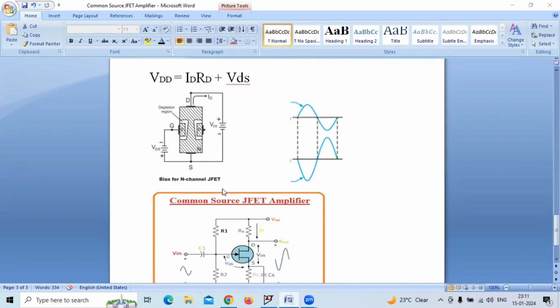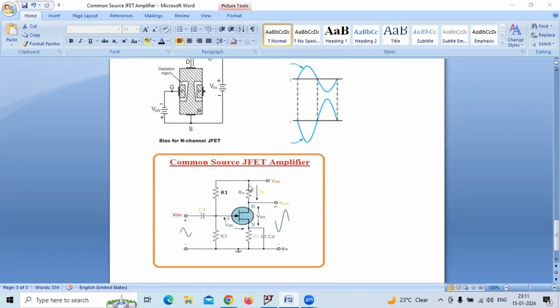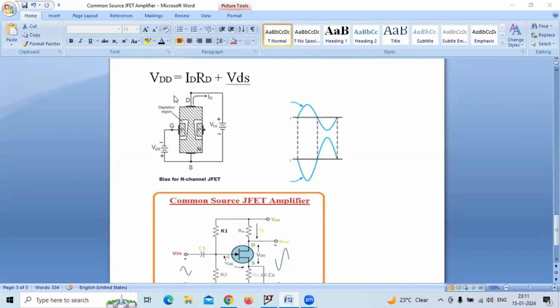So when the current flow is more, here is where ID flows, ID through RD. When ID is more, we see in this equation that VDD is normally constant, which is shown here. When ID increases, this term increases. As VDD is constant, VDS reduces. So an increase in drain current will reduce the drain to source voltage. This VDS is reduced, so we get an amplified negative half cycle on the output side.